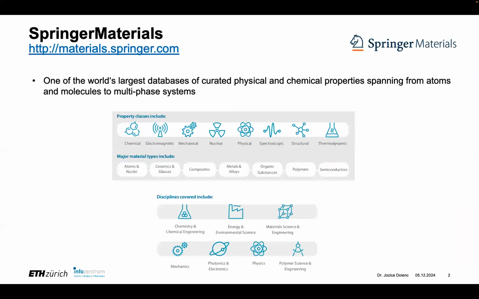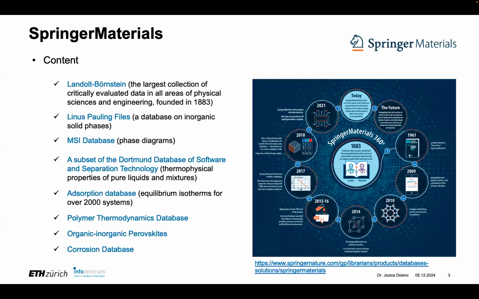So here I have a slide where I dare to write down that this is absolutely the world's largest database of curated physical and chemical properties. And inside this database, we do not have only molecules and atoms as classes, but also ceramics, alloys, polymers, and multi-phase systems. For that reason, there are different people interested in the SpringerMaterials database: chemists, material scientists, physicists, and I think these are the most important fields.